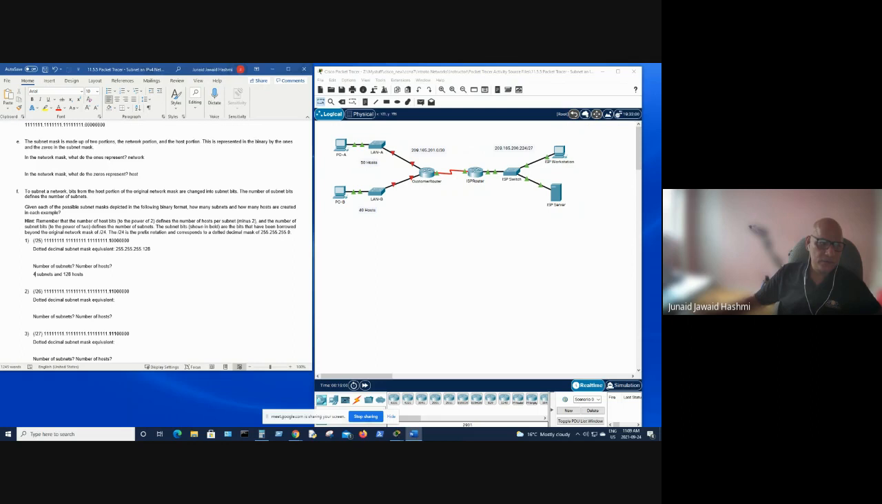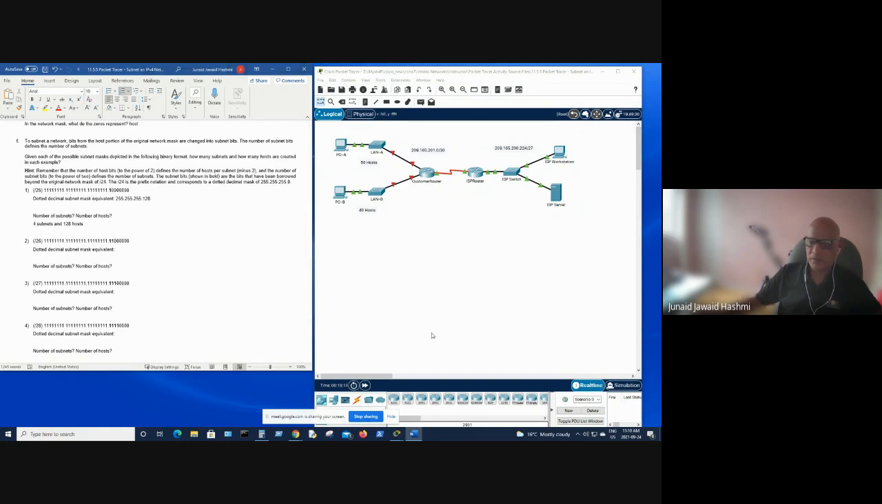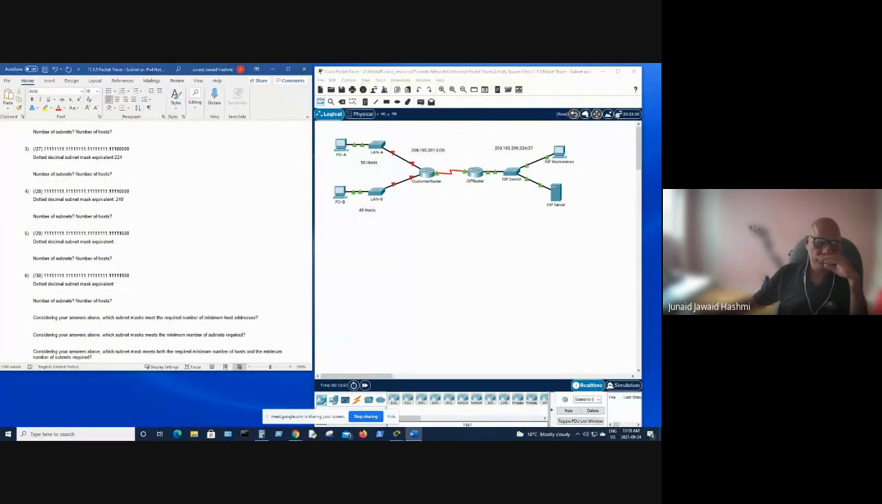So 4 bits equivalent to 240. 3 bits equivalent to 224. 2 bits equivalent to 192. 5 bits equivalent to 248.